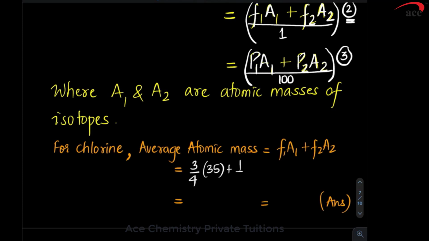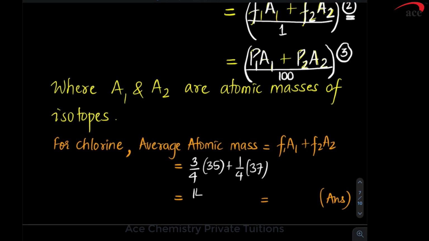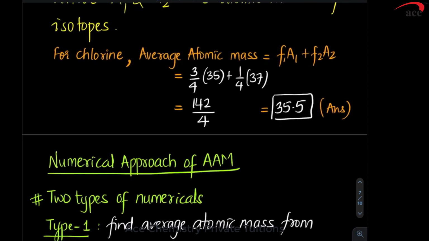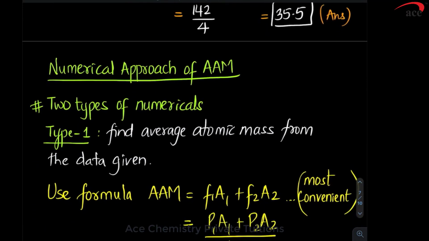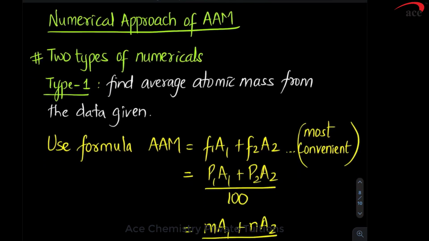So 3/4 is the abundance of 35, and 1/4 is the abundance of 37. If you solve 142 divided by 4, you get 35.5. And if you remember, in mole concept and stoichiometry, we took an average atomic mass of 35.5 for calculation purposes. We have not taken 35, we have not taken 37, we took 35.5.